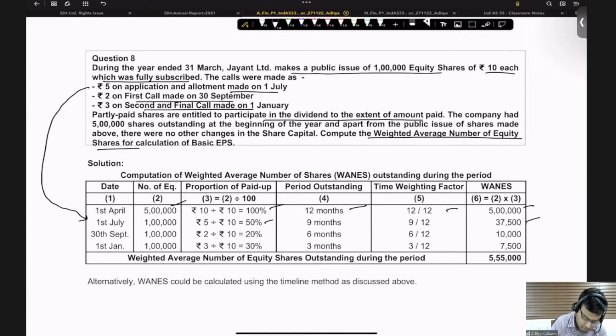Rupees 2 on the first call. So here we take it 2 by 10, that is 20%. So this comes to into 6 by 12. It was made on 30th September, so for 6 months these shares are there. And finally rupees 3 on second and final call made on 1st January. So that is January to March, a 3-month period. So that comes to 3 by 12. So 7,500. So the total comes to 5,55,000.